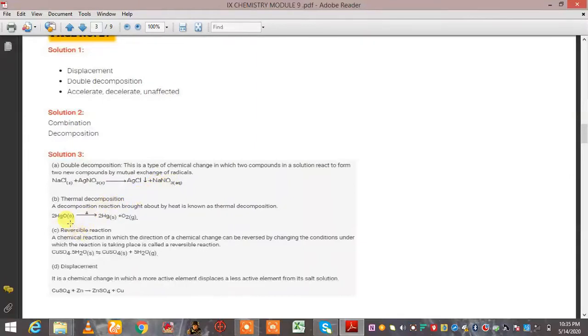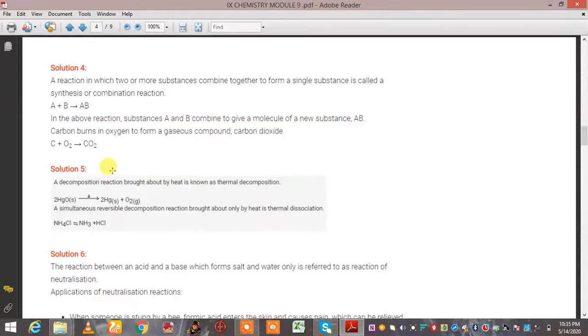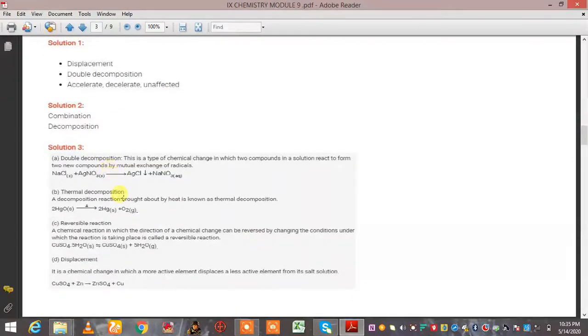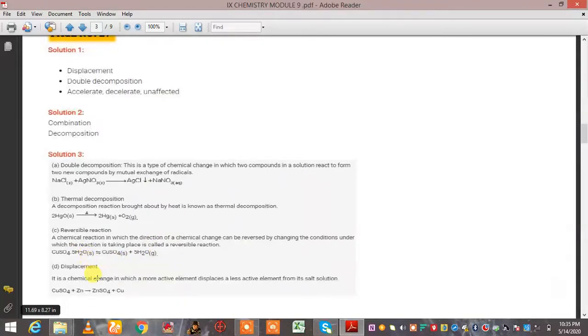Then thermal decomposition. This is a decomposition reaction brought about by heat, which is known as thermal decomposition. In the presence of heat, it is required. Next, reversible reaction: the reaction can be brought back to its reactant and product again and again. That reaction is said to be a reversible reaction.